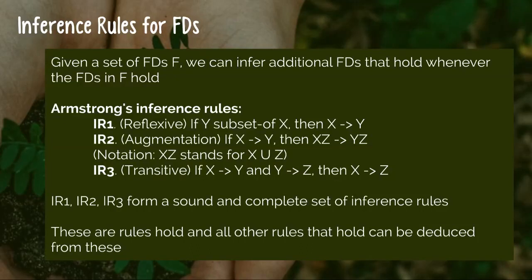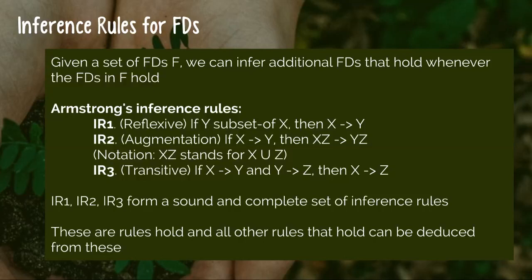For a given set of functional dependencies F, we can infer some additional functional dependencies that hold whenever the functional dependencies in F hold. The first thing we can talk about is Armstrong's inference rules. The first inference rule is the reflexive rule: if Y is a subset of X, then X determines Y. For example, if X has the attributes A, B, C, D and E, and Y is a subset of X, meaning Y has A, B, C, then X will determine Y.